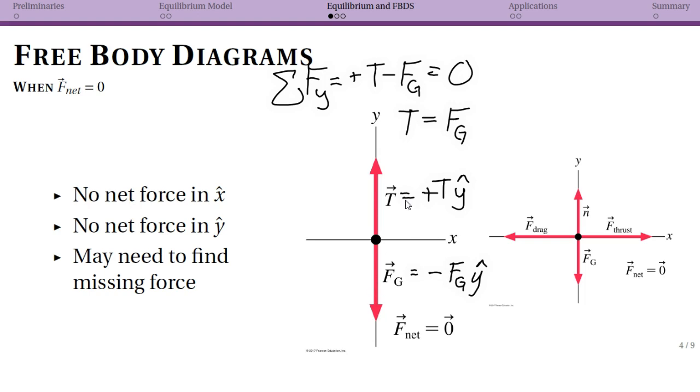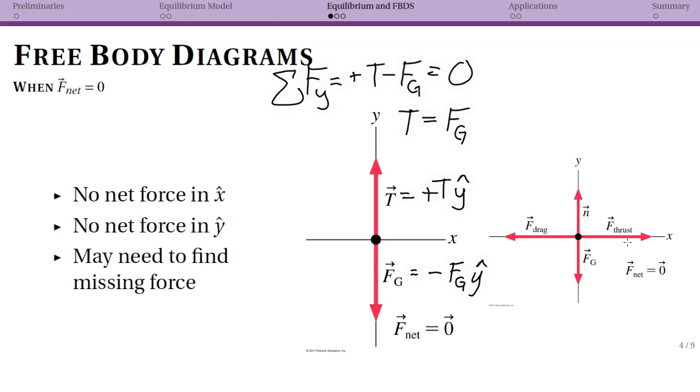Nice and simple. This would, for instance, be a brick that is hanging from a rope and is moving at a constant speed. The tension and gravity cancel out, so it's in equilibrium. It's still allowed to be moving.